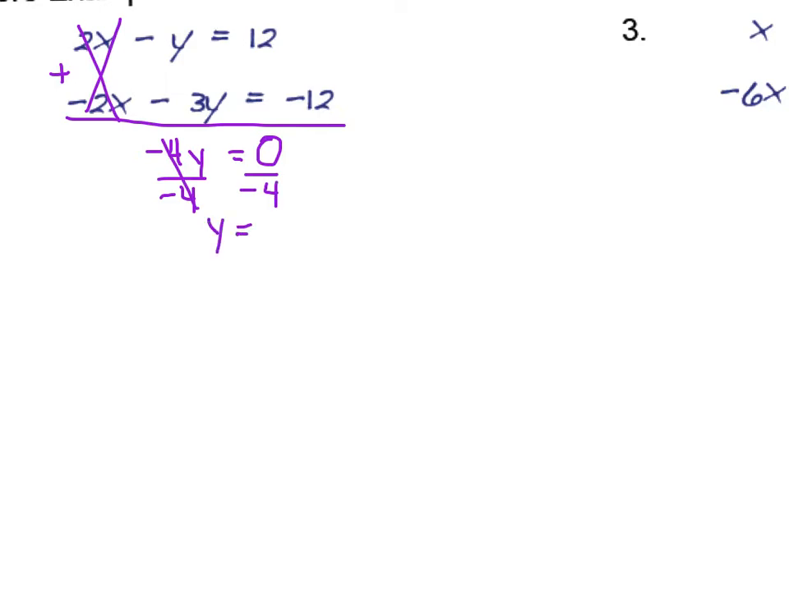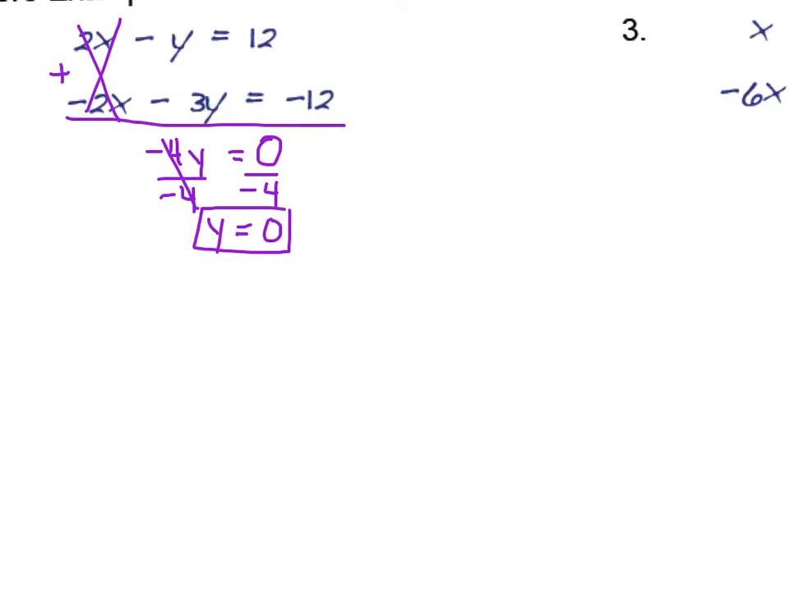Remember, 0 divided by anything is going to be 0. So that tells me y is 0. Remember, this is part of a point. We can have y be 0. That's okay. Now, to solve for x, we're going to take y is 0 and plug it into one of the equations. Doesn't matter which one I plug it into. I could plug it into the first or the second.